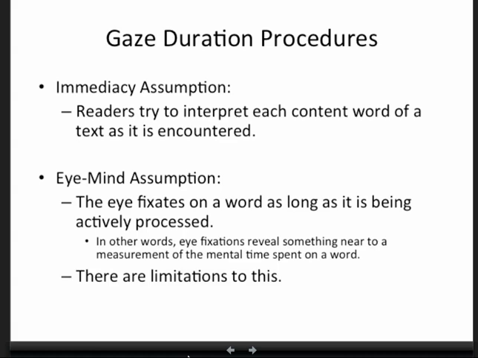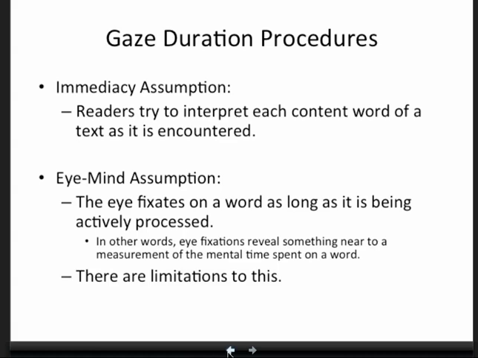The immediacy assumption says that readers interpret each content word as the text is encountered, and the other assumption is the eye-mind assumption, which says that you're going to keep fixating on a word as long as you're processing it. And neither of these is entirely true.